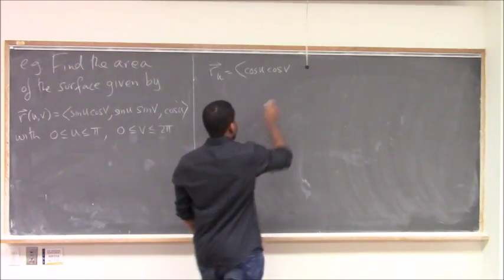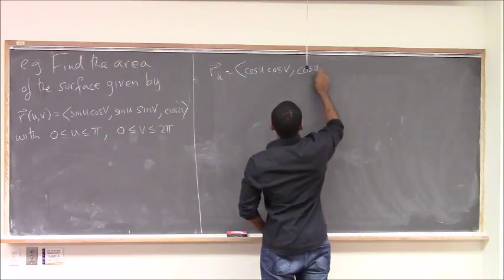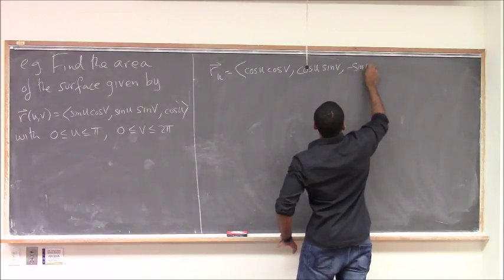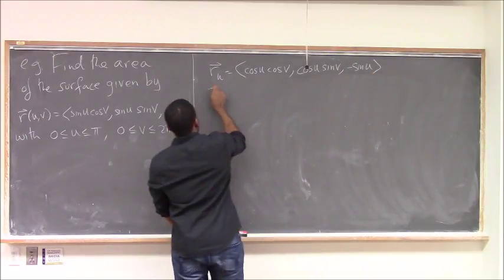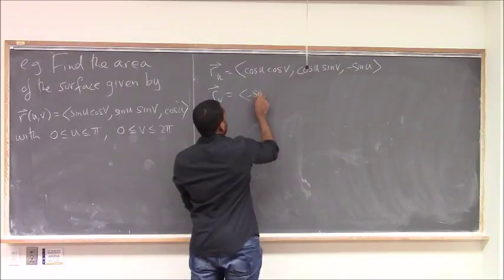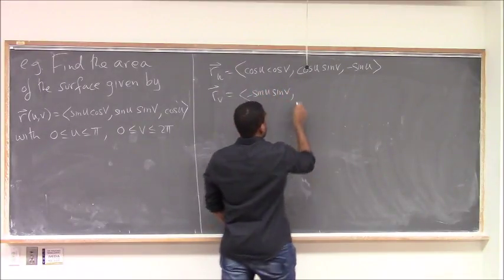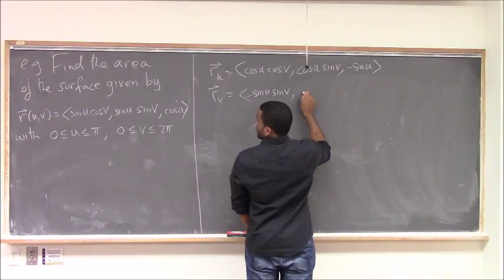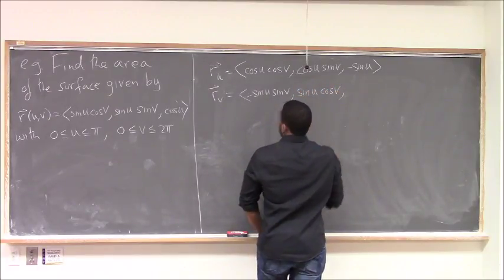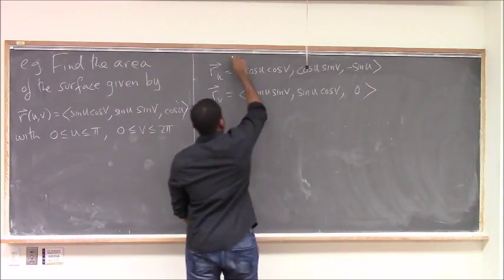R sub u is cosine u cosine v, cosine u sine v, minus sine u. Correct? R sub v is minus sine u sine v, sine u cosine v, zero. Right?